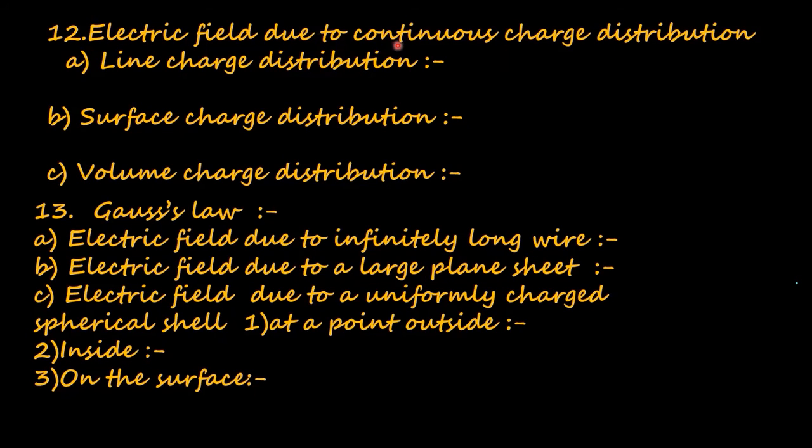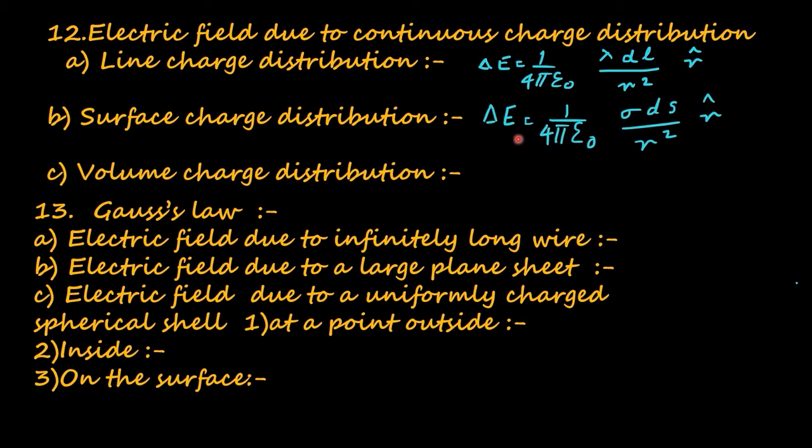Electric field due to continuous charge distribution. Field due to line charge distribution. This is different from discrete charges. Delta E is equal to 1 by 4 pi epsilon naught lambda dl by r square into r cap. This lambda is linear charge density. Similarly, for surface charge distribution, delta E is equal to 1 by 4 pi epsilon naught sigma ds by r square into r cap. That gives the direction.